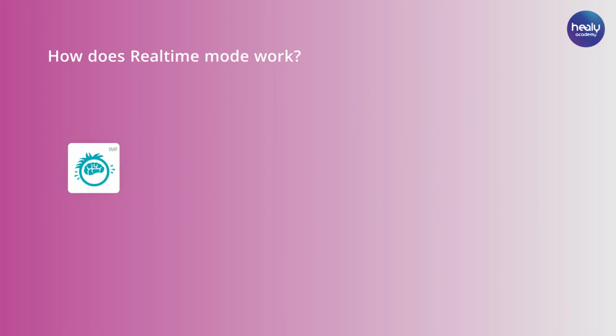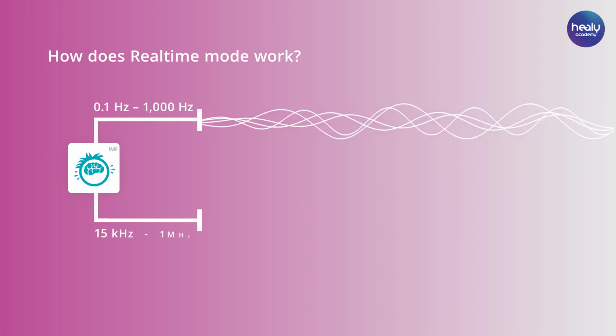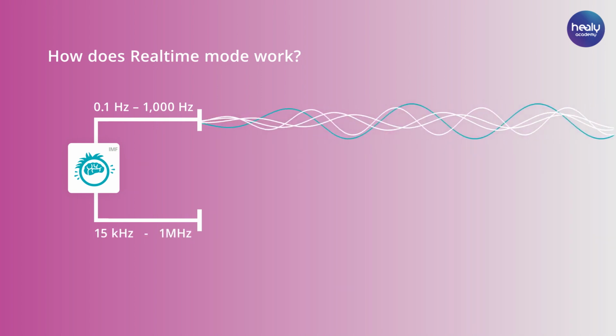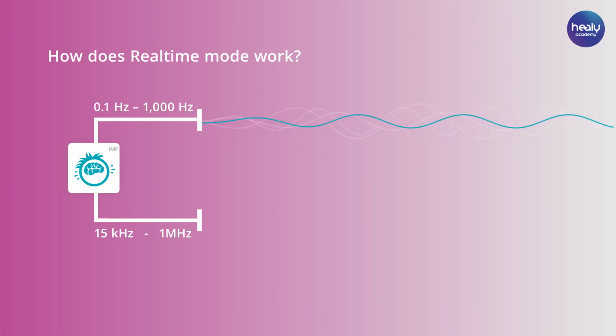How does real-time mode work? In real-time mode, a new frequency is analyzed in real time in the information field every 10 seconds and then applied. Two frequency bands are available in this mode: 0.1 Hz to 1000 Hz and 15 kHz to 1 MHz. The lower frequency band is normally used at the beginning of an IMF program, the higher one at the end.